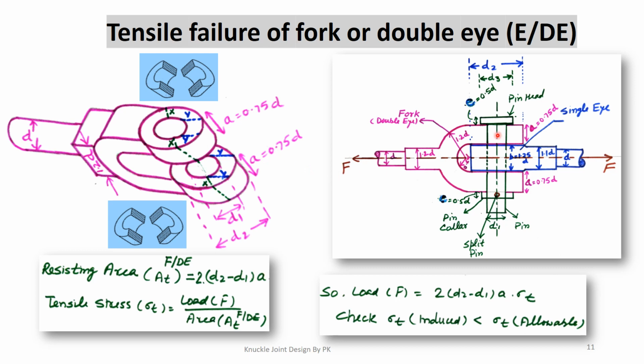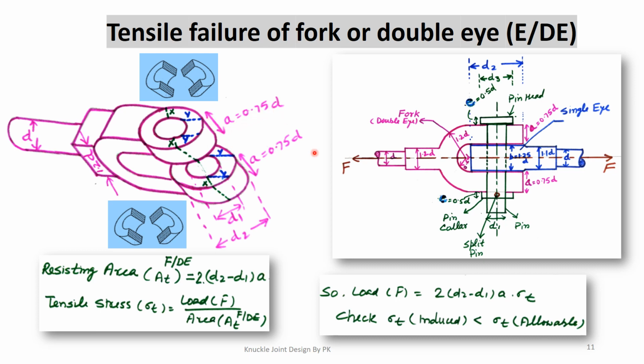If you see the three-dimensional view of this fork rod, it is of this kind. Here the diameter is d, and here the outer diameter of this eye is d2, and the inner diameter is d1. There are two eyes, that's why we call this end a double eye end, and this is also in the form of a fork. The thickness of this is a, equal to 0.75 d.